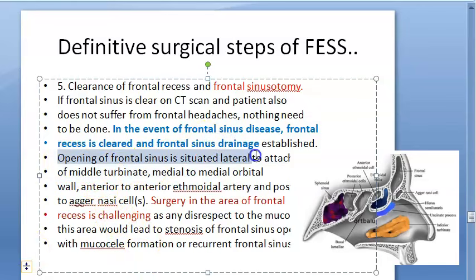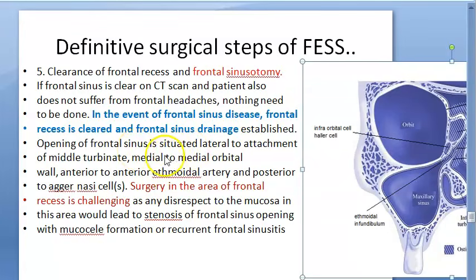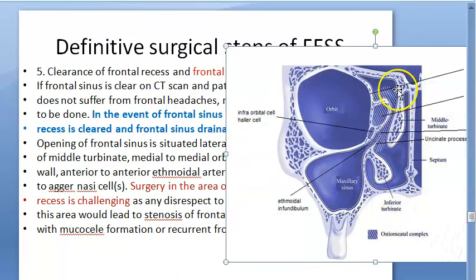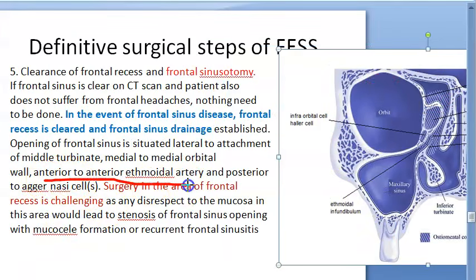The opening of the frontal sinus is situated lateral to the attachment of the middle turbinate. So where is the middle turbinate? Here. So lateral to the attachment of the middle turbinate, medial to the medial orbital wall, anterior to the anterior ethmoidal artery, posterior to the Agger nasi cells. So see, it's medial to the medial orbital wall, anterior to the anterior ethmoidal artery, posterior to the Agger nasi cells, and it is lateral to the middle turbinate.